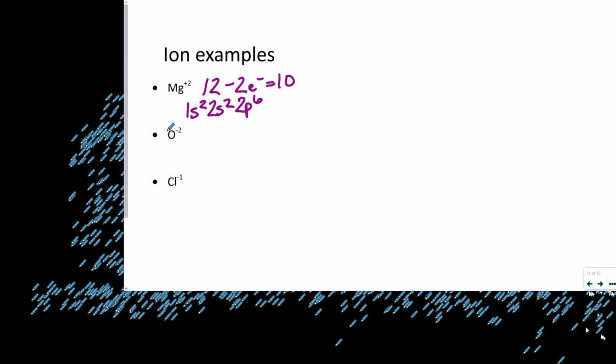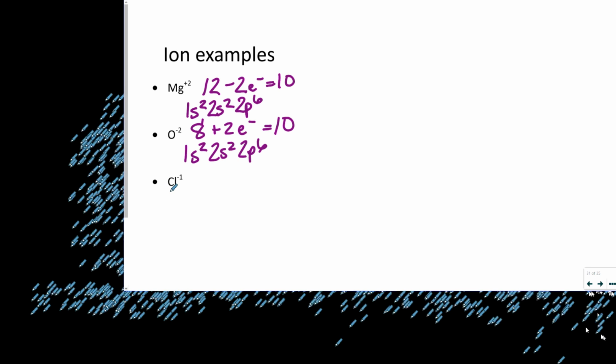Let's look at oxygen. Oxygen, it tells you, has a -2 charge. So oxygen originally has 8 electrons. If there's a -2, that means we need to add 2 electrons, which is going to be a total of 10 electrons. So the configuration for the oxygen ion is going to be the exact same: 1s2, 2s2, 2p6.